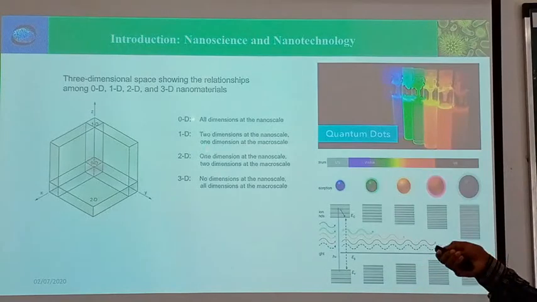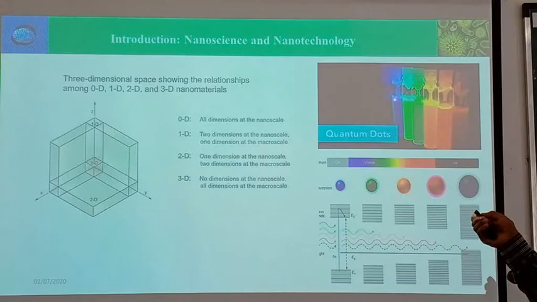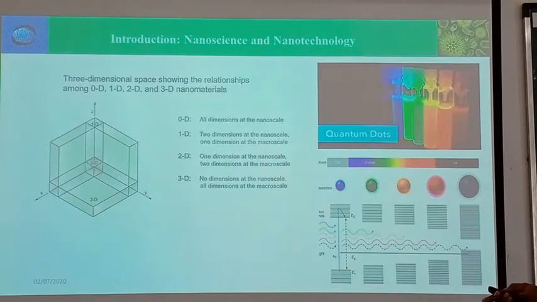In the case of zero-dimensional, here we have taken a particular example, which is the quantum dot. When you change the size, there is a change in its color. This is the emission color of the quantum dot. When you illuminate with UV light, you will find different colors. Why these different colors? Because the change in size is responsible for the different colors.